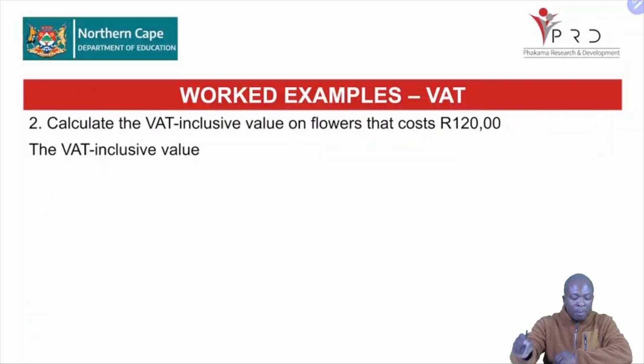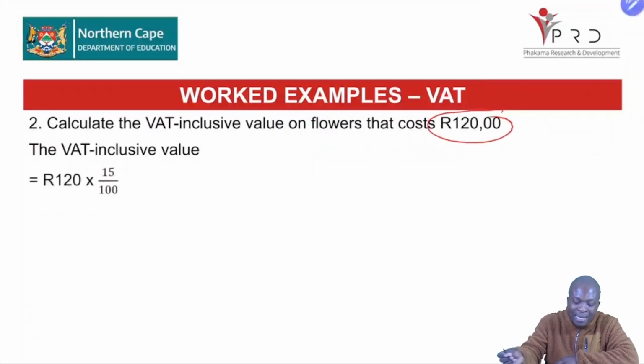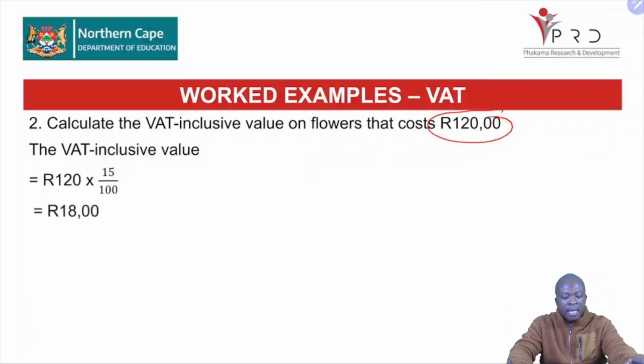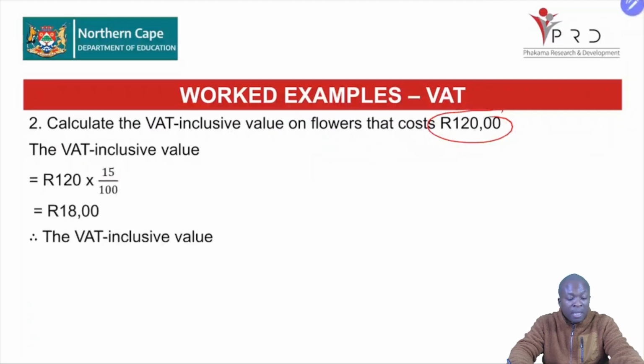How about number 2? Calculate the VAT inclusive value on flowers that cost 120 rand. Meaning here, there is no VAT. So we must find it and add. Find the VAT value and add. Which means we say 15 over 100 times 120, which will be 18 rand.